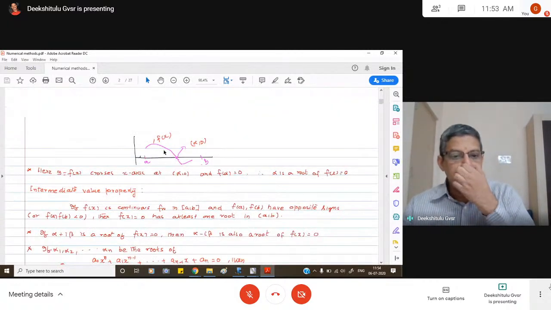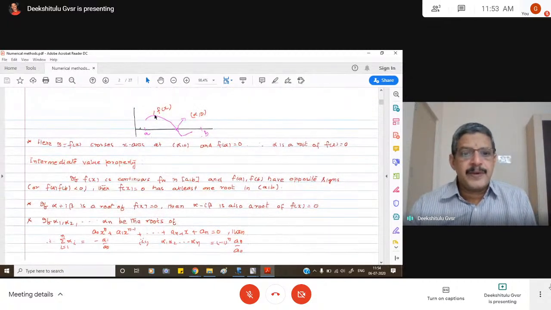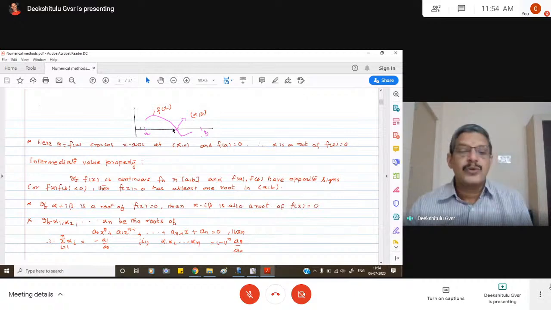Let us see. So this is the function y = f(x), and this f(x) becomes 0 at this point, (alpha, 0). Because this point is on the x-axis, whenever this curve crosses the x-axis at this alpha, at this point the function becomes 0. That means at this point f(x) becomes 0. So f(alpha) is 0, alpha is a root. Here y = f(x) crosses the x-axis at (alpha, 0).